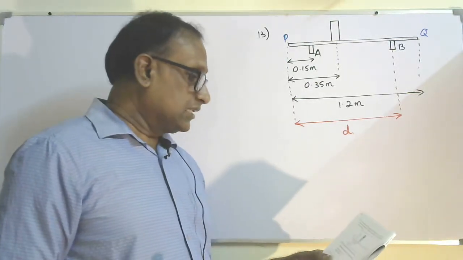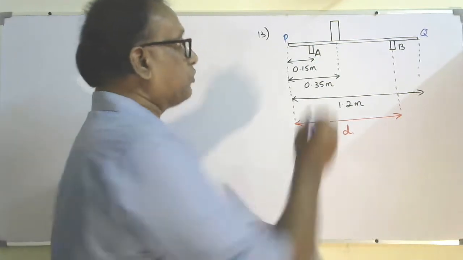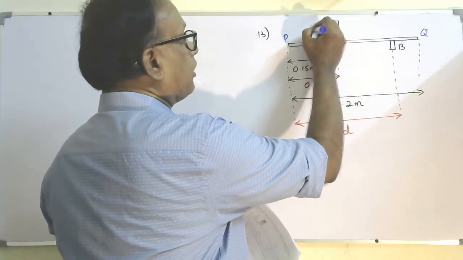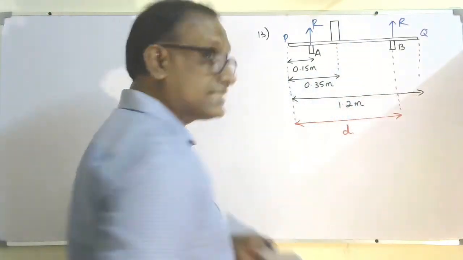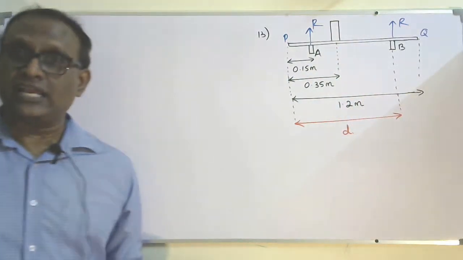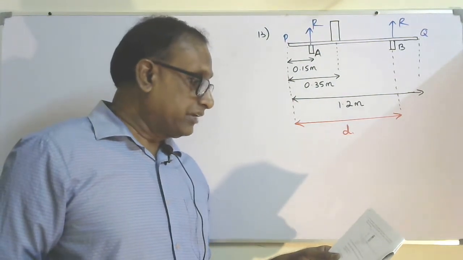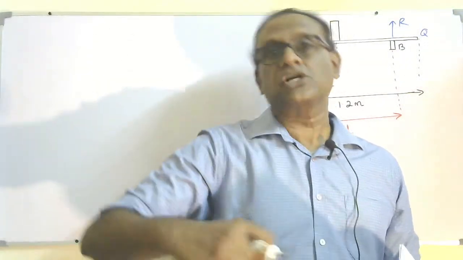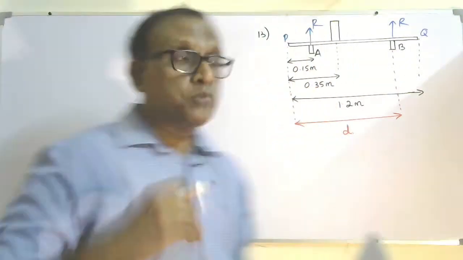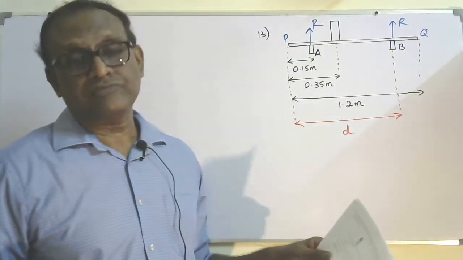But they are saying the normal contact forces of each bracket on the shelf are equal. So the normal reaction force, I can call this R, this also R, both are the same. They are saying both have the same value, right? The weight of the book is given as 8.5 Newton and the book is at rest. So the push exerted by the book on the shelf will be equal to 8.5 Newton.